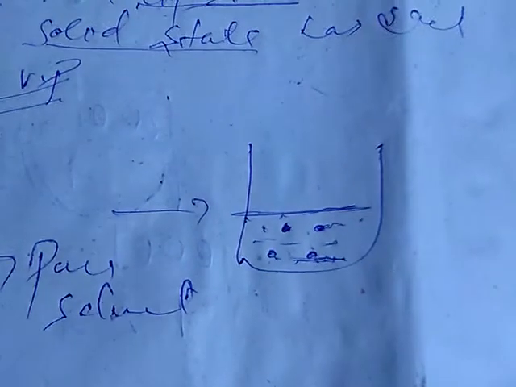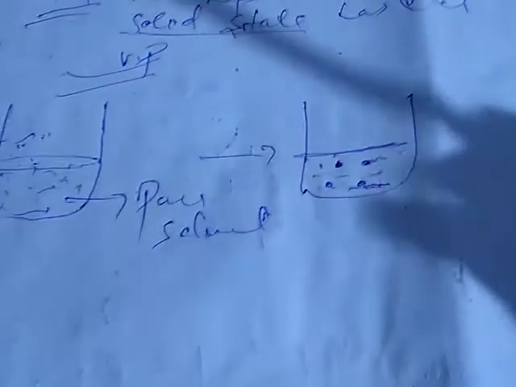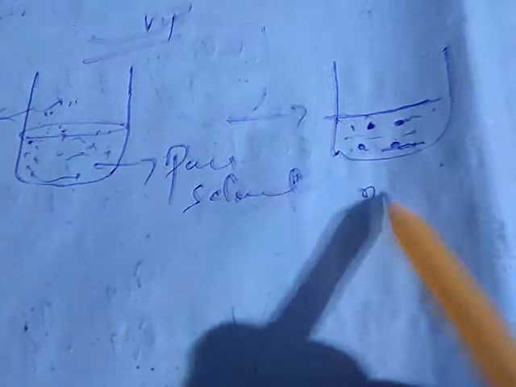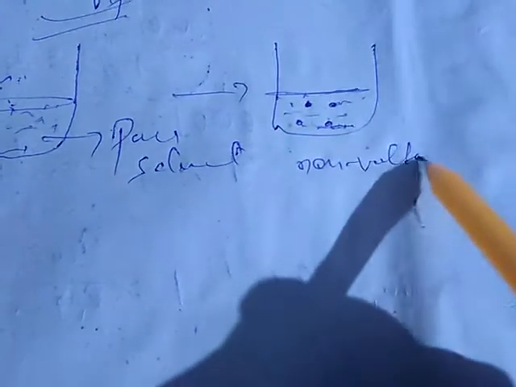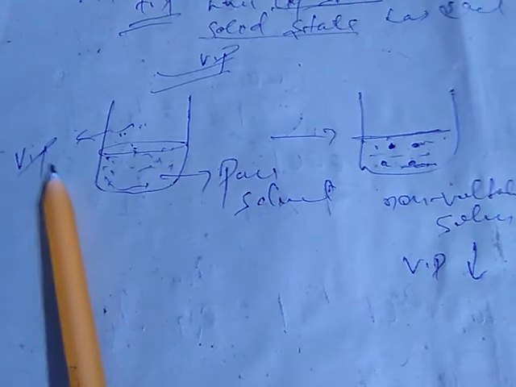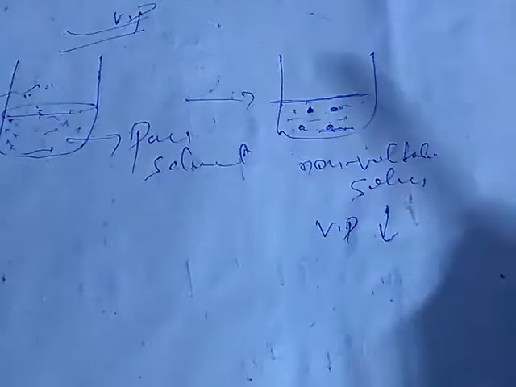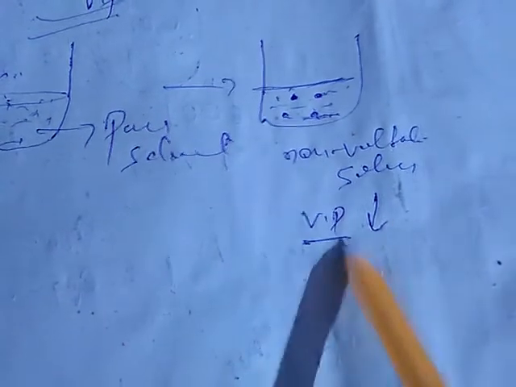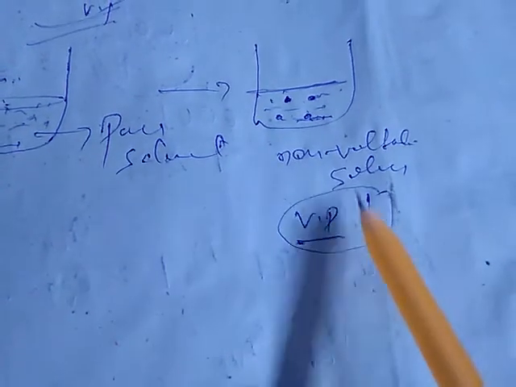As the non-volatile solute is added, we all know from previous videos that due to the addition of this non-volatile solute, vapor pressure would decrease. Vapor pressure will become less than that which was present over here. This vapor pressure is lowered because of the addition of this non-volatile solute.